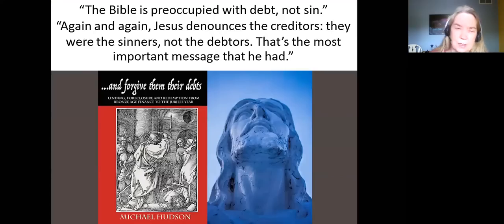But here's something I really want to share with you. I am slowly working my way through this brand new book. It is not the easiest book to read, but if you really want some of the history of this thing we call debt jubilees, this is a fantastic book. This gentleman has been an economist for 30 years. Here's a quote from his book. The Bible is preoccupied with debt, not sin. Again and again, Jesus denounces the creditors. They were the sinners, not the debtors. That was the most important message that he had, according to Michael Hudson's research.